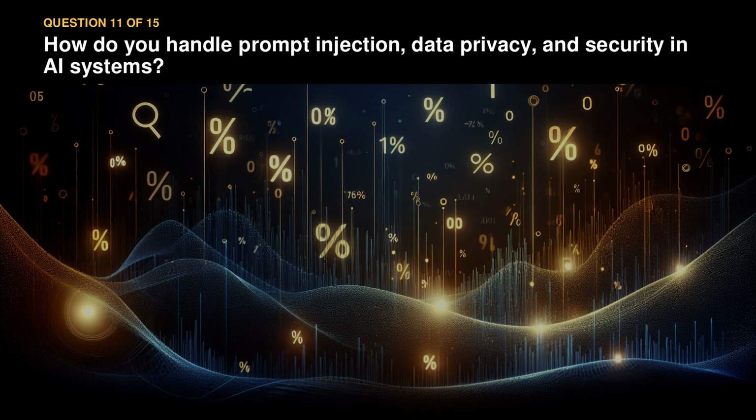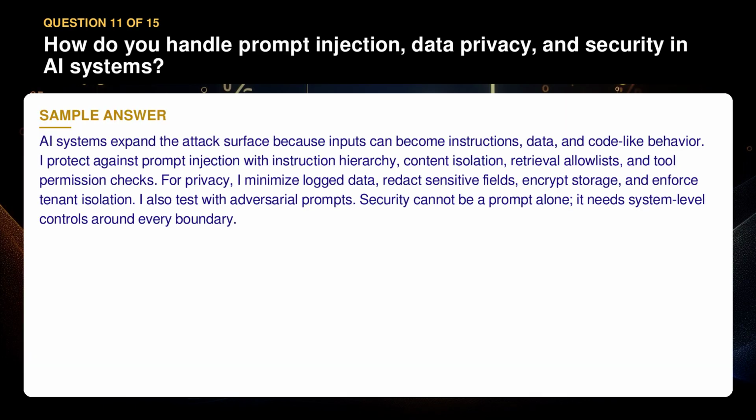Question 11. How do you handle prompt injection, data privacy, and security in AI systems? AI systems expand the attack surface because inputs can become instructions, data, and code-like behavior. I protect against prompt injection with instruction hierarchy, content isolation, retrieval allow lists, and tool permission checks. For privacy, I minimize log data, redact sensitive fields, encrypt storage, and enforce tenant isolation. I also test with adversarial prompts. Security cannot be a prompt alone. It needs system-level controls around every boundary.